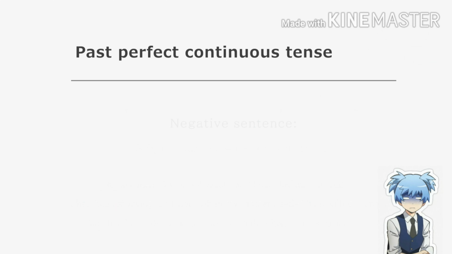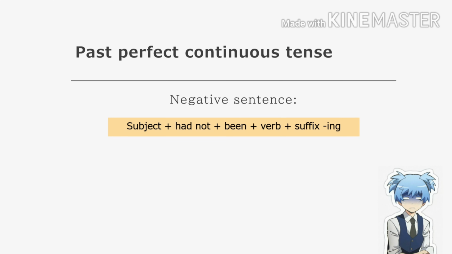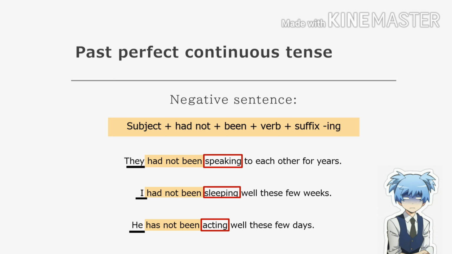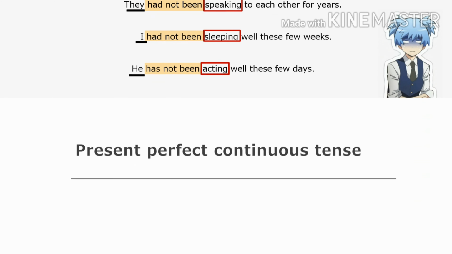Now for the negative sentences, we'll be using subject plus had not plus been plus verb plus suffix ing. They had not been speaking to each other for years. I had not been sleeping well these few days. He has not been acting well these few days. They, I, and he here are the subjects, while the three of them use either has not been or had not been. Lastly, speaking, sleeping, and acting are the verbs.